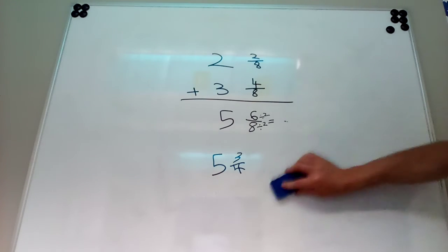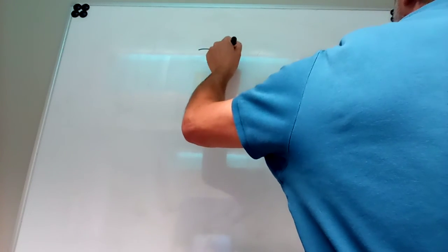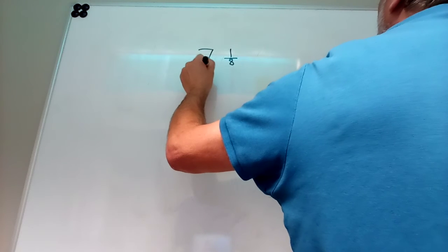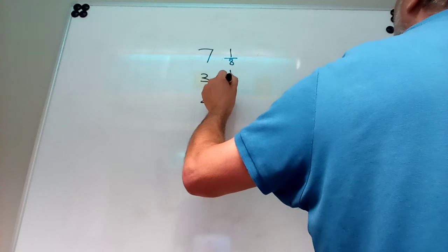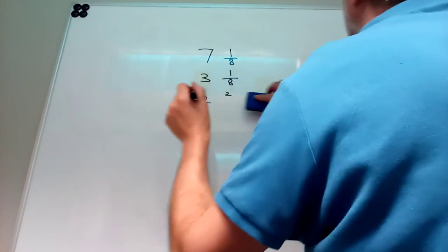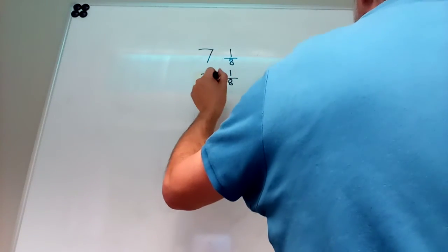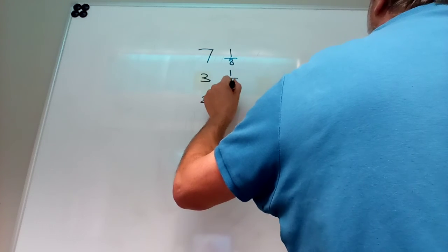So those are mixed numbers, and now we've already combined adding mixed numbers and reducing problems at the same time. So let's do one more. Let's do 7 1/8 plus 3 1/8 plus 2 and 4/8.